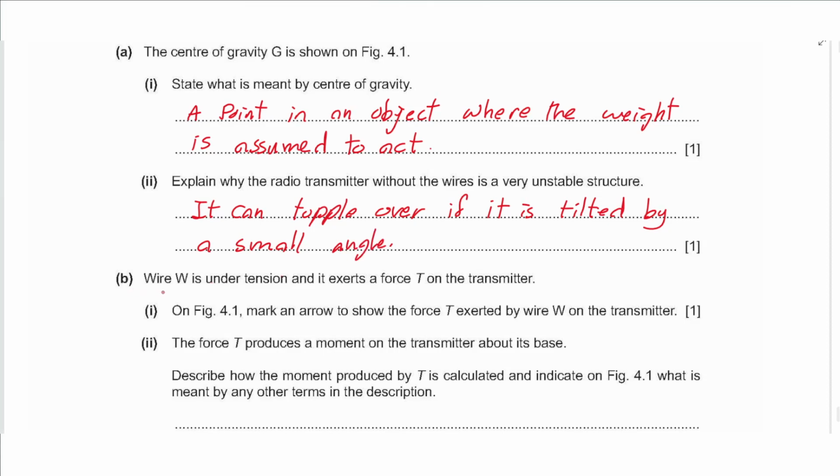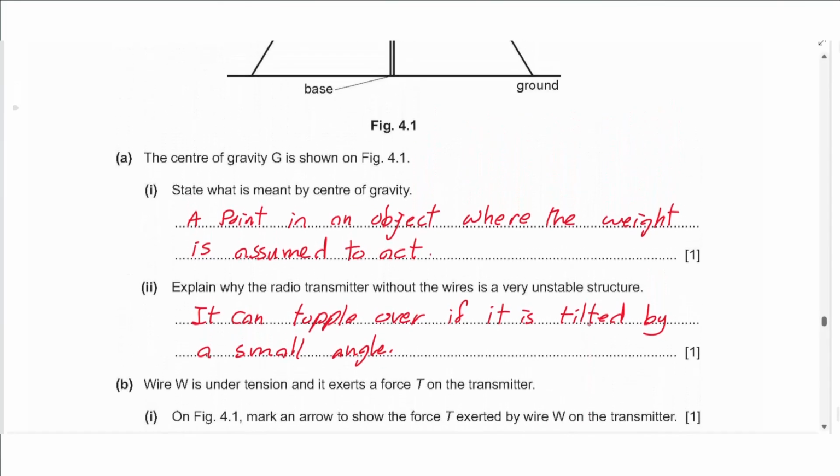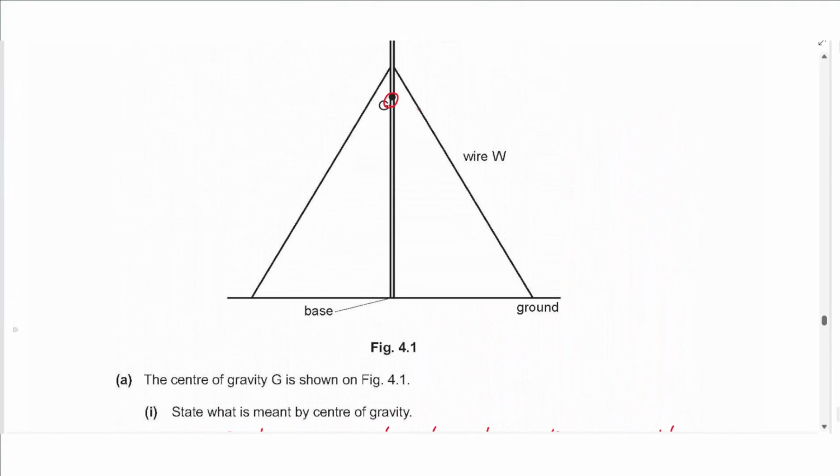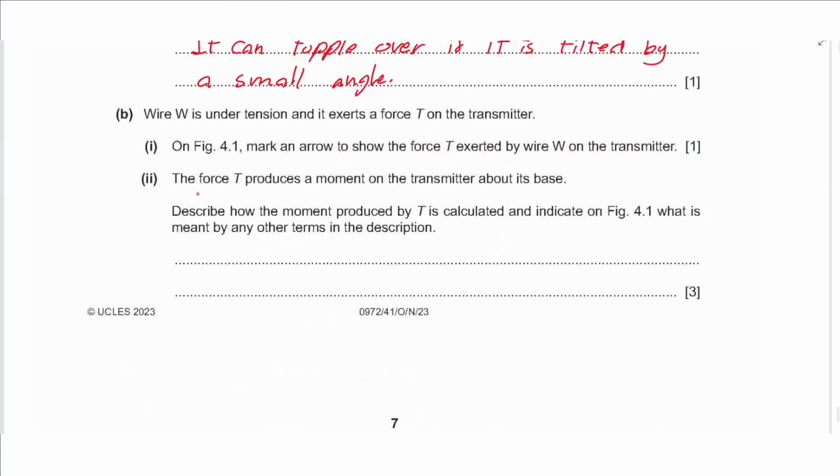Question B says wire W is under tension and it exerts a force T on the transmitter. On figure 4.1, mark an arrow to show the force T exerted by the wire W on the transmitter. So this wire is holding the transmitter from falling that side, so the tension must be in this direction. This is the tension towards the ground, and the other wire would also be towards the ground, but it's not required in the question.